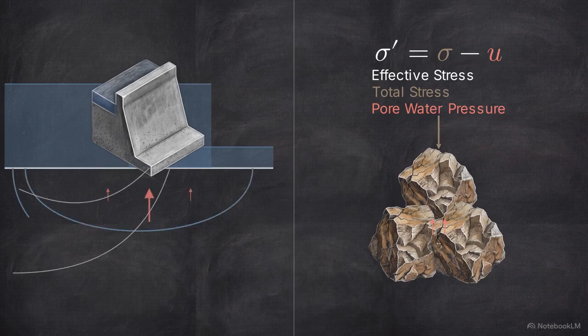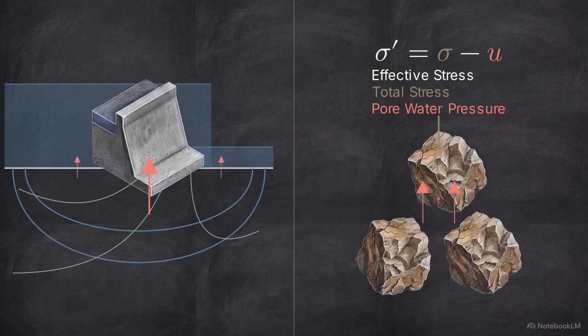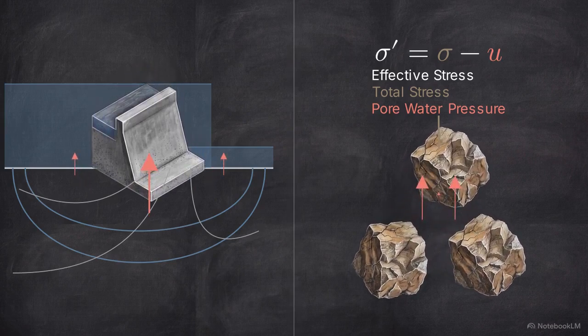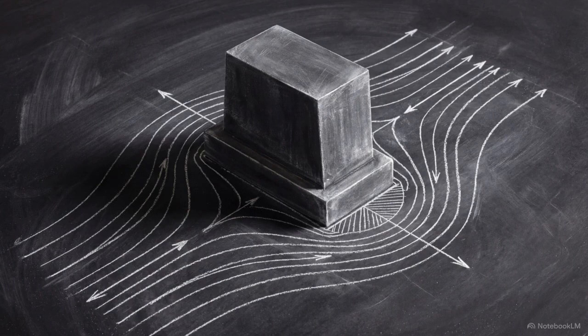Watch the flow net beneath the dam. The red arrows showing upward water pressure increase, actively forcing the white friction arrows between the solid grains to shrink. This seepage pressure directly reduces the internal friction holding the dirt together. Water is an active, destabilizing force. Its movement through the ground dictates the structural integrity of the foundations resting above it.